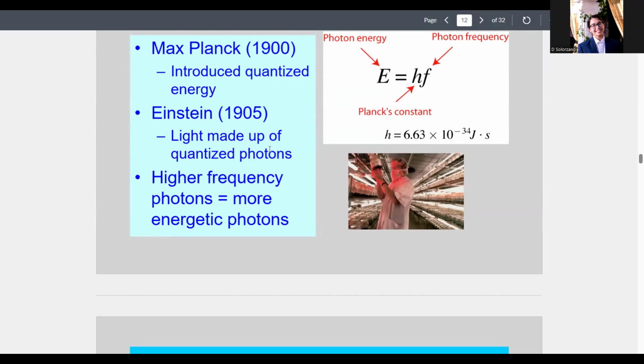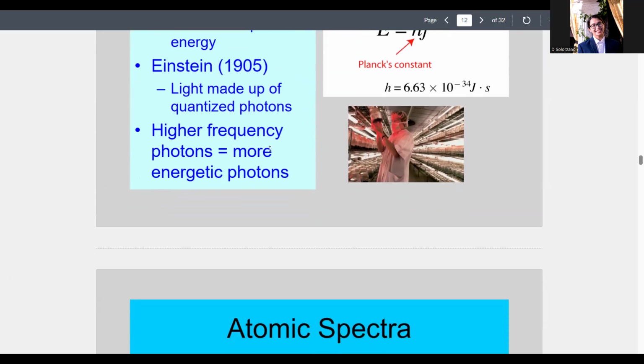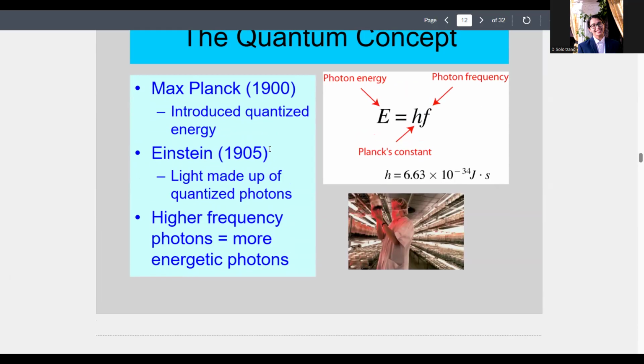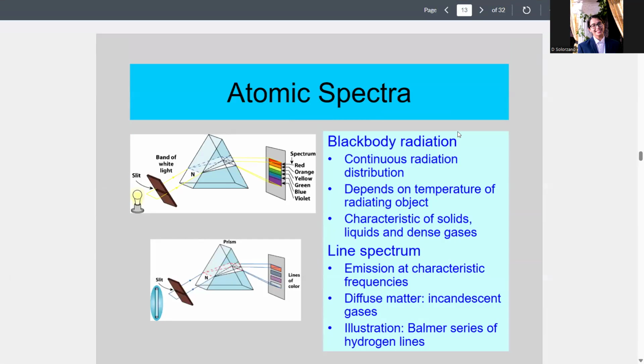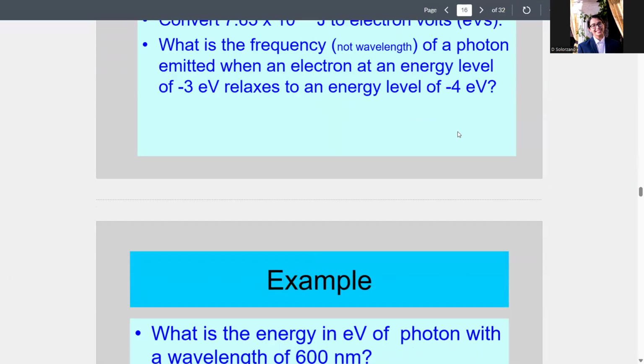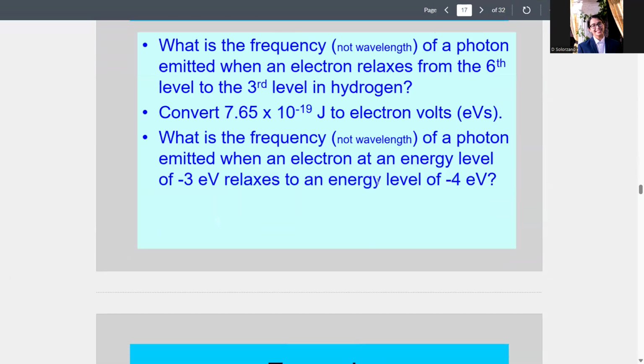Similarly, Einstein came up with the idea that light is made up of quantized photons, and the higher the frequency, the more energetic they are. I think, yeah. Is there a thing later on? Yeah, there is. Okay.